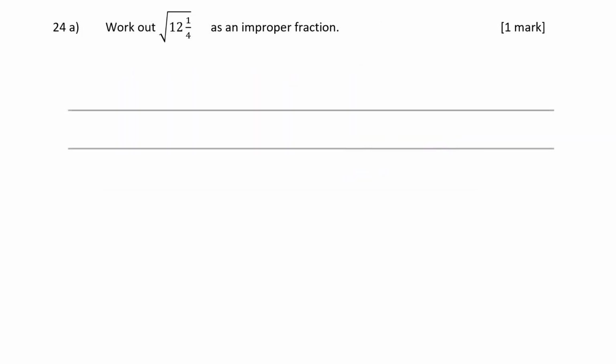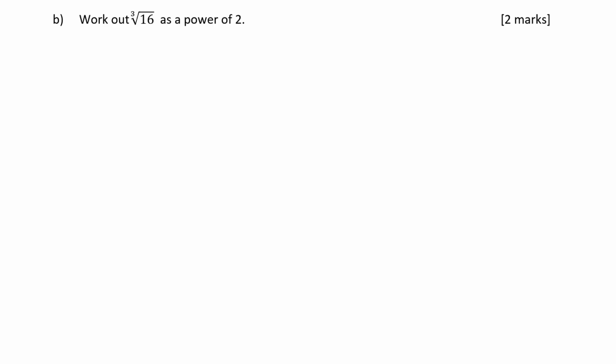Question 24a. Work out the square root of 12 1/4 as an improper fraction. Okay, let's start off by expressing 12 1/4 as an improper fraction. 12 times 4 is 48 plus 1 is 49, so that's 49 over 4, 49 quarters. Now luckily both of those are square numbers, so I can easily square root them. So 49 square rooted is 7 and 4 square rooted is 2, so it's 7 halves. That is an improper fraction, so I can move on.